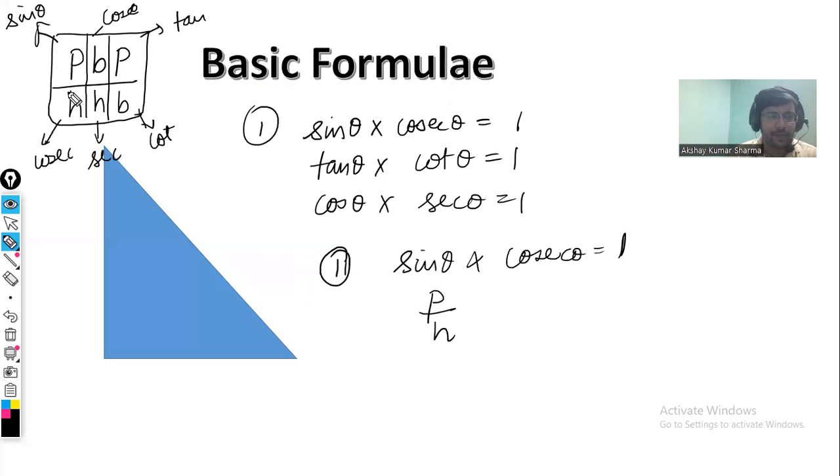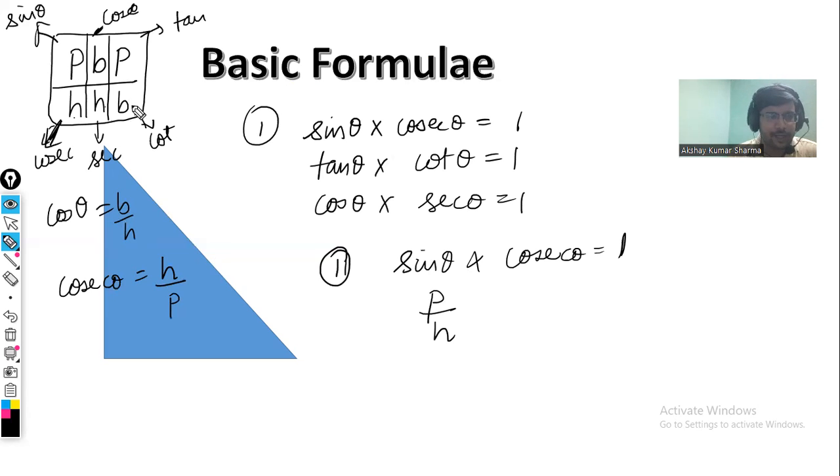Now let me quickly show you one. Suppose somebody asks what is cos theta. For cos theta, we can say B by H, because cos theta is over here. Suppose somebody asks what is cosec theta, sir? Where is cosec? It is the sixth one, over here. So how do we write it? We write H first and then B.